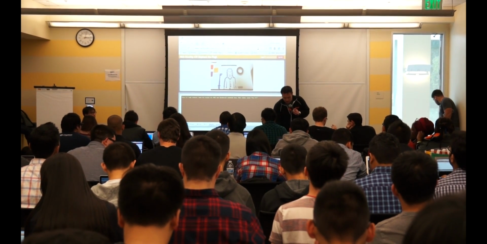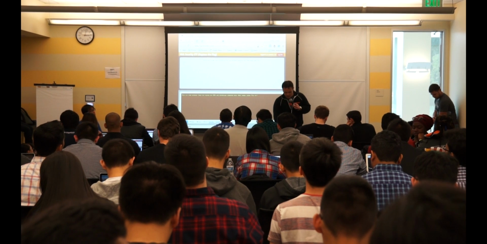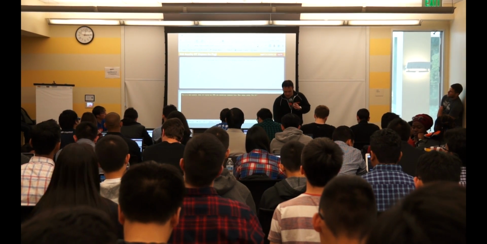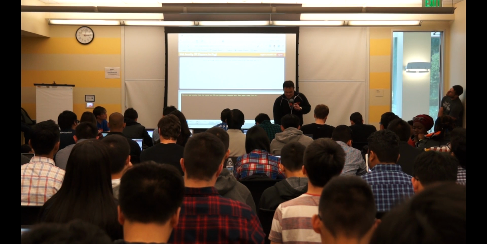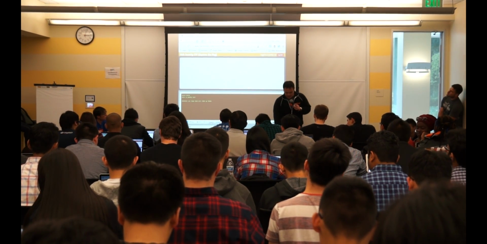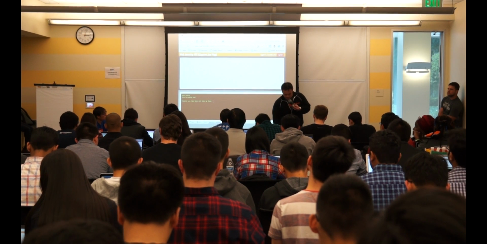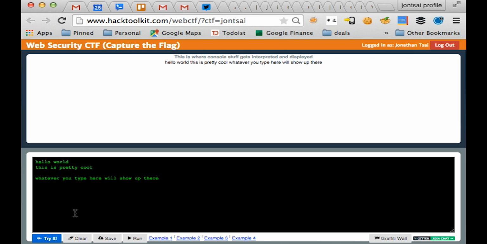There's an interactive console on the bottom here. Whatever you type in here in this console, it'll get displayed here, sort of. You can clear it. You can run an example. So I have 4 examples here. The first is just plain text. So when I load the console with plain text, it just shows up.